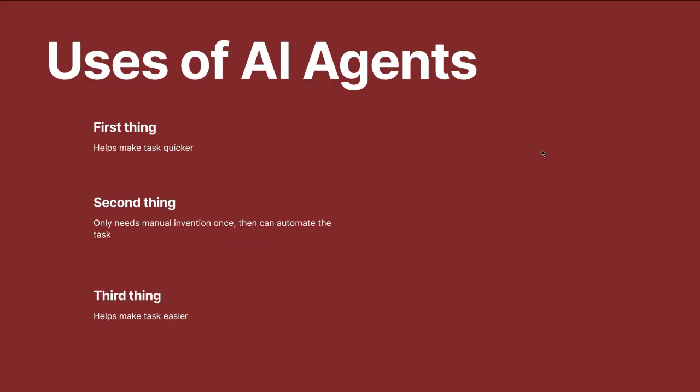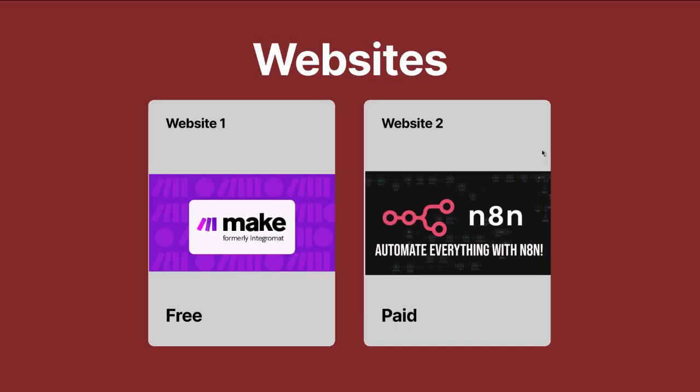These are the uses of AI agents. First, they help make tasks quicker. Second, they only need manual intervention once. Then they can automate the task as many times as you want it to. Third, they help make tasks easier.